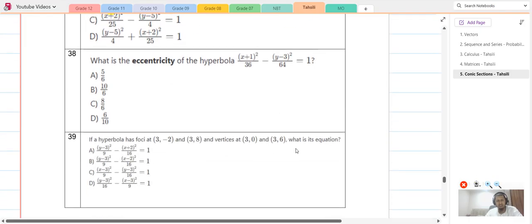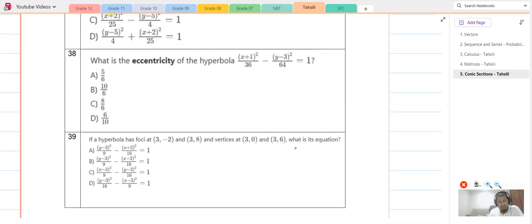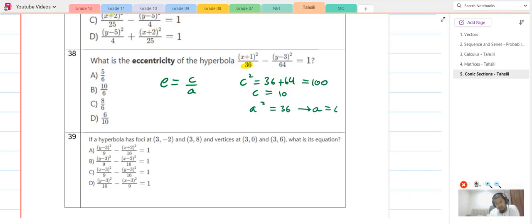What is the eccentricity of the hyperbola? Eccentricity of the hyperbola, e is equal to c over a. C squared is equal to 36 plus 64. That's going to give me 100. So the value of c is 10. And we know what a is. This is that first value there, right? This value of 36. A squared is equal to 36. So a is equal to 6.